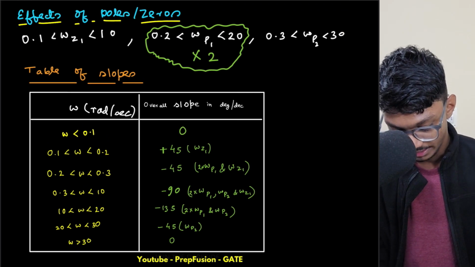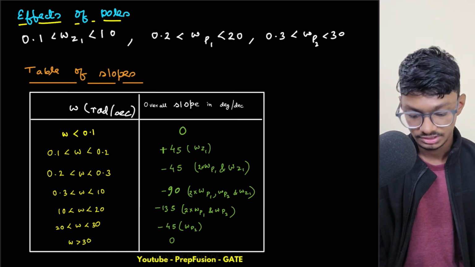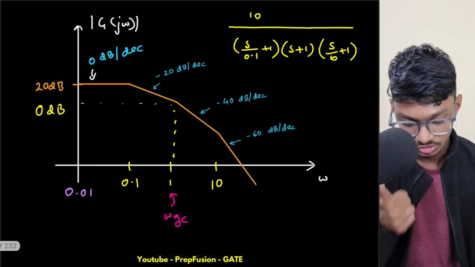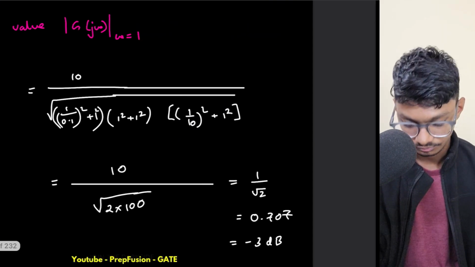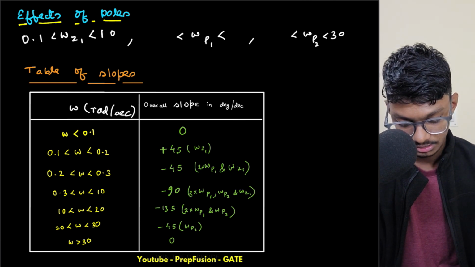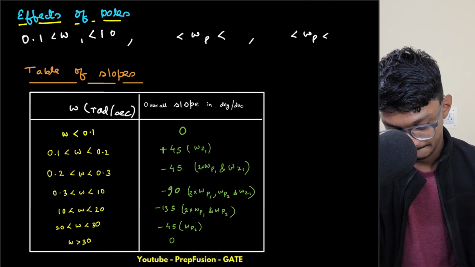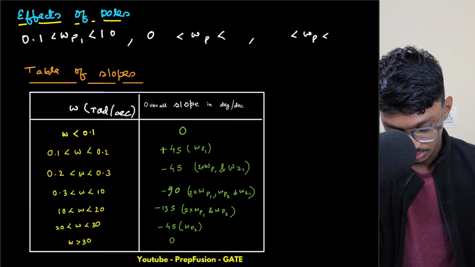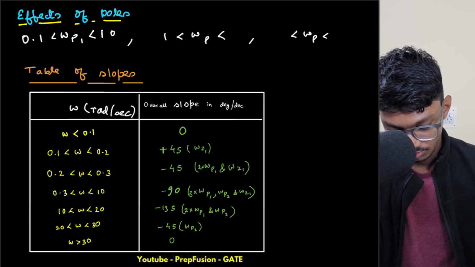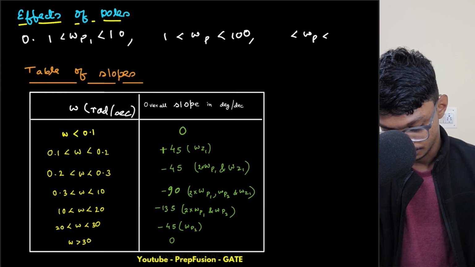Now we only have poles, so I will only write poles here. And what are my different thresholds? One is at omega equals 0.1, and 1, and 10. So the thresholds will change: 0.1, 1 and 10. Here all of them are poles. So this is omega p1, 0.1, 10. This is 1 to 100. Sorry, this is 0.01.